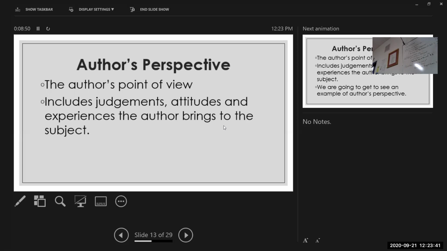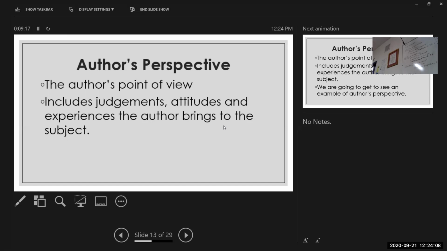So, do you think the author will express their opinions in an autobiographical narrative? Yes, absolutely. Will they express their feelings, do you think? Yes. Possibly. That's totally appropriate. So their own experiences, their own judgments, their own attitudes, their own opinions, their own emotions, all those things are going to come with an autobiographical narrative.